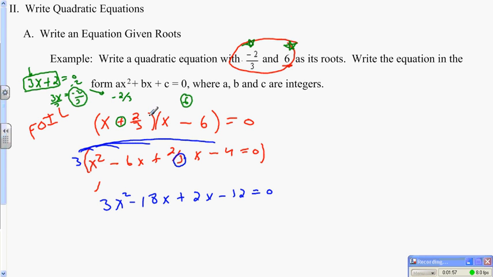Now if we FOIL, again, first times first gives us x squared, outside gives us negative 6x, inside gives us positive 2/3 x, last: 2/3 times negative 6 gives us negative 4. Now we don't have fractions in a quadratic equation in standard form, so we need to get rid of the fractions. So we would multiply the whole equation by whatever it would take to get rid of the fraction.